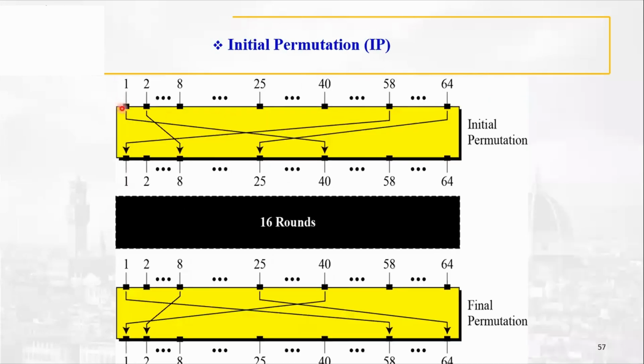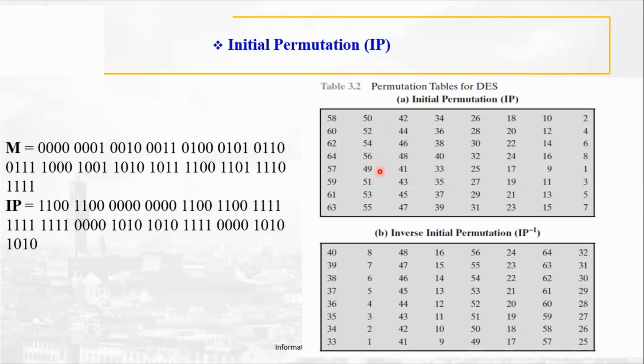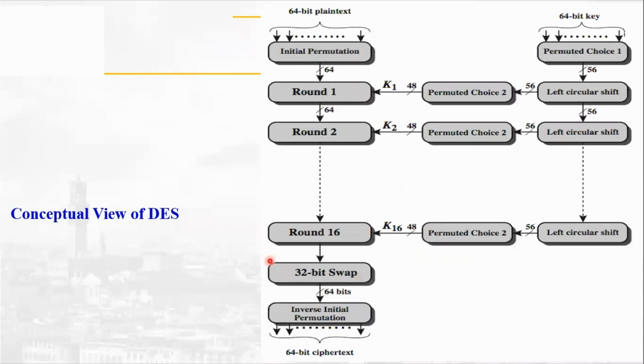So let's say the first bit is going to the 40th location, the second bit is going to the 8th location, and so on. So this is the changing of bits, and you have to follow this hard-coded table. And this is the last step of DES, where you have to perform the inverse initial permutation.